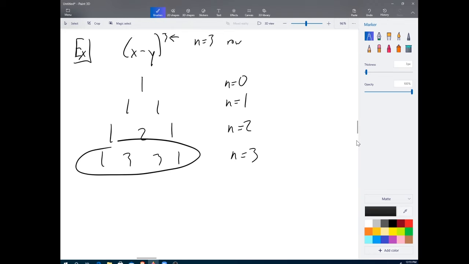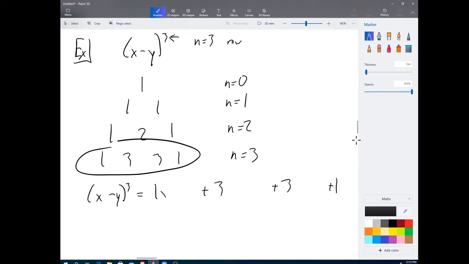And same rule will apply here, even though I've got a negative in the middle. You just have to be a little more careful as you put this together. So I get that x minus y to the 3rd will equal, let's go ahead and put in our coefficients. And I'm going to give myself plenty of space because of what's going to come.